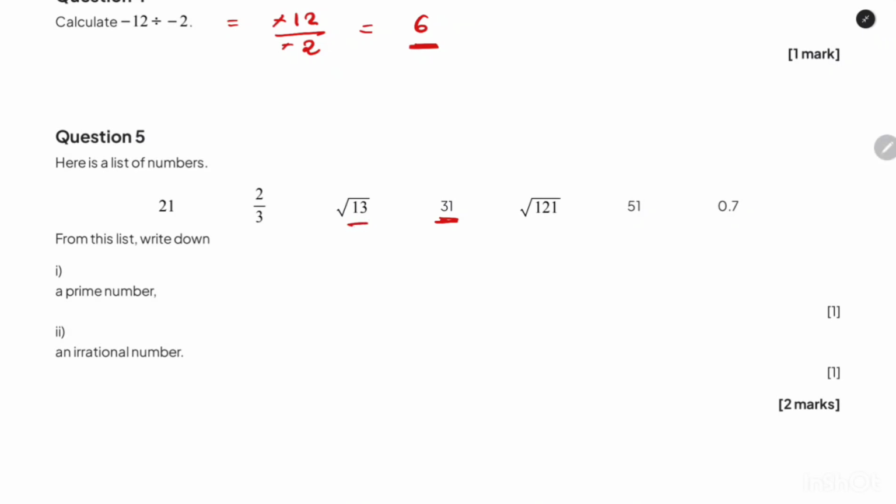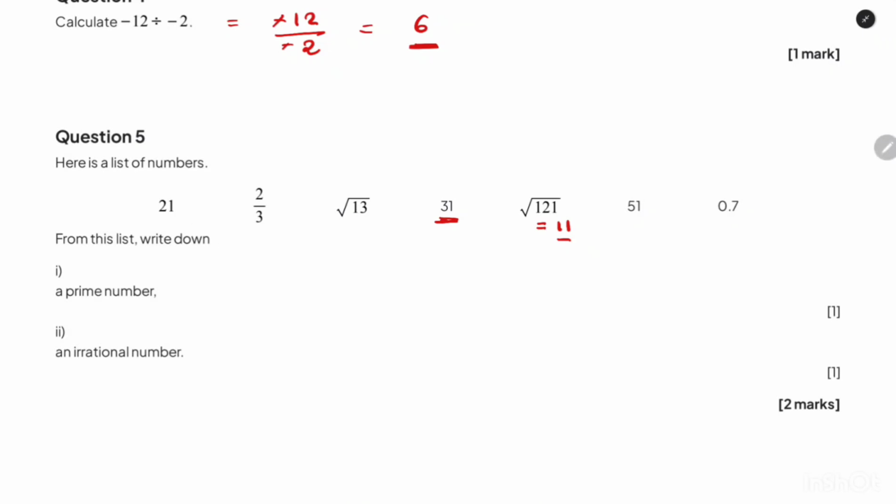Then square root of 13, which is an irrational number. In the classification topic, I gave you the example that all the square roots of non-square numbers as well as all the cube roots of non-cube numbers are irrational numbers. So this is not a prime but an irrational number. Then the square root of 121 is 11, and again 11 is a prime number. 51 is not a prime number because 3 times 17 is 51, so it has more than two factors. And 0.7 is not even a natural number, so you cannot call it a prime number.